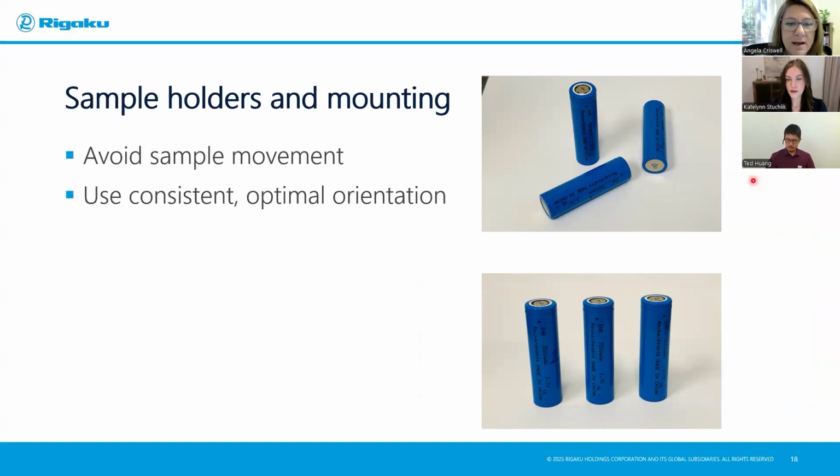I would also suggest that you use a consistent and optimal orientation for your sample. So for example, we have some 18650 batteries. I wouldn't recommend loading them this way, horizontally. Instead, the vertical mount is the ideal one, because the path length through the sample for the x-rays is the same in all 360 degrees. So consider your orientation when you prepare to mount your samples.